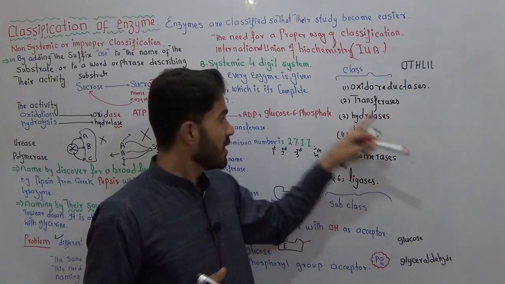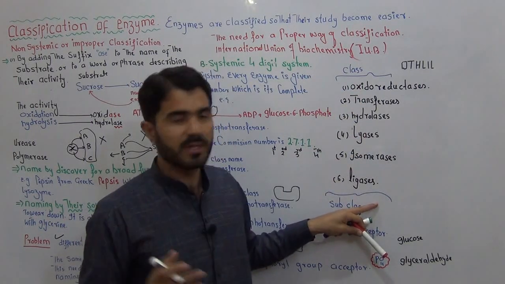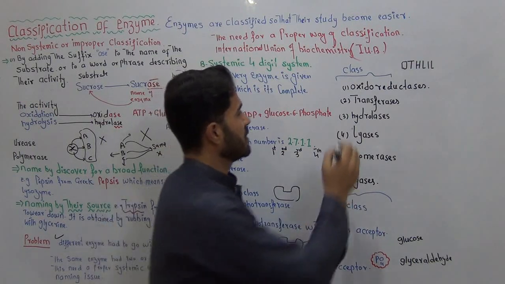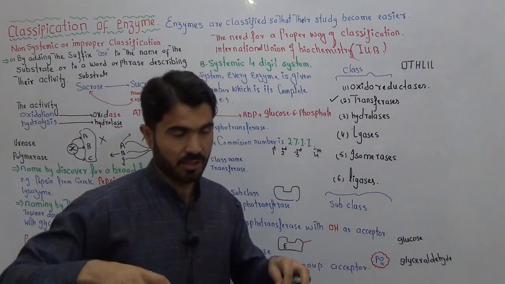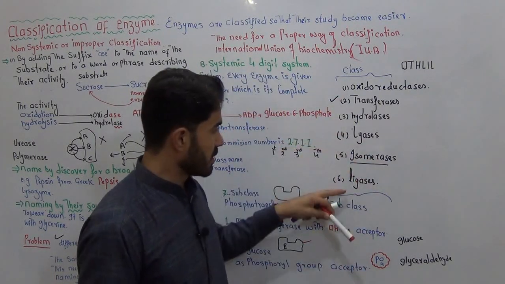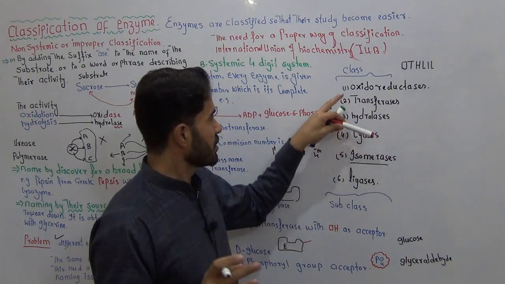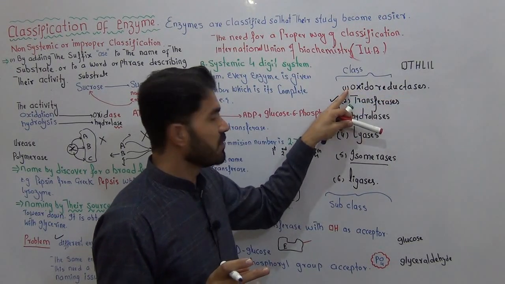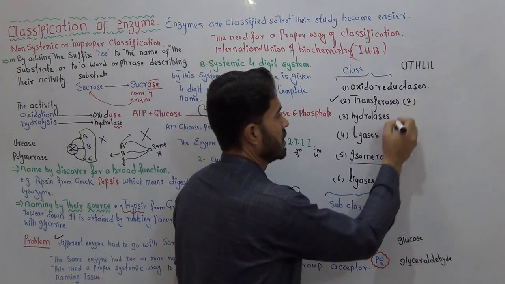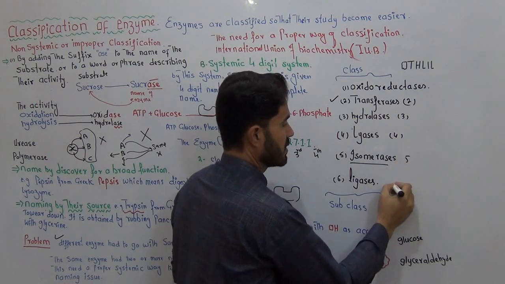Then hydrolases. Then lyases. I have explained these names in that video. If you want to go there, you can, but I will only explain transferases in today's lecture. Lyases, isomerases, and ligases. These are the 6 classes, the 6 families. Now notice here, oxidoreductases is given the digit 1. Transferases is given the digit 2. Hydrolases digit 3. Lyases digit 4, then 5 and 6.